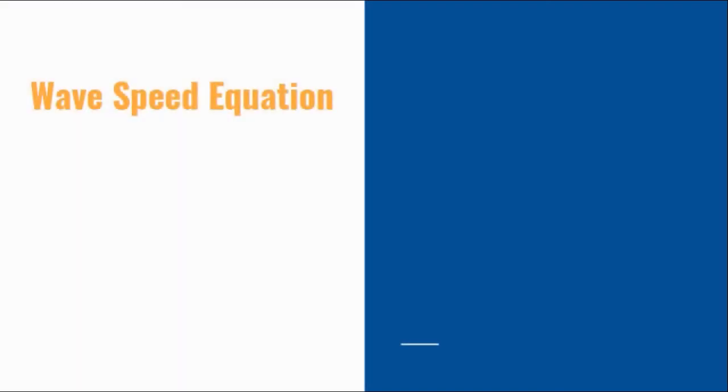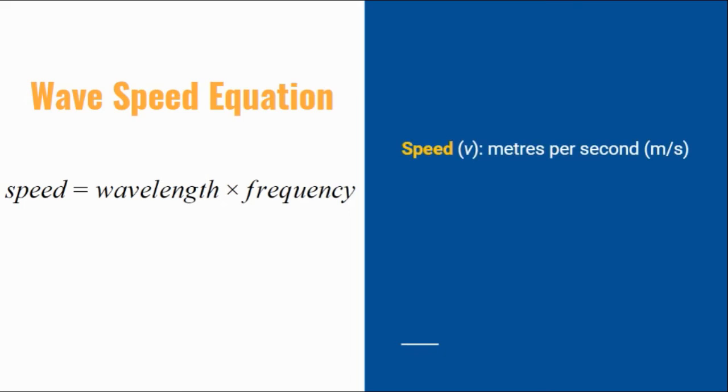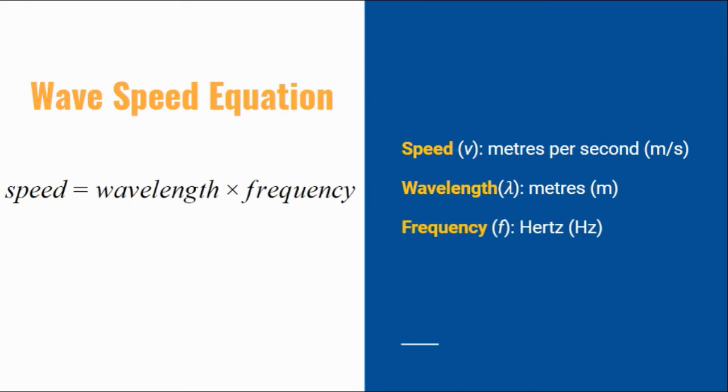And this brings us to a fundamental characteristic of waves, that their speed, their wavelength, and their frequency are all related. The relationship between these features is given in what's called the wave speed equation. The wave speed equation simply says that the speed of a wave is equal to its wavelength multiplied by its frequency. So speed, which is given the symbol v, is given in meters per second. Wavelength with the symbol lambda is measured in meters, and frequency with the symbol f is measured in hertz. So the equation can be written as v equals lambda times f.